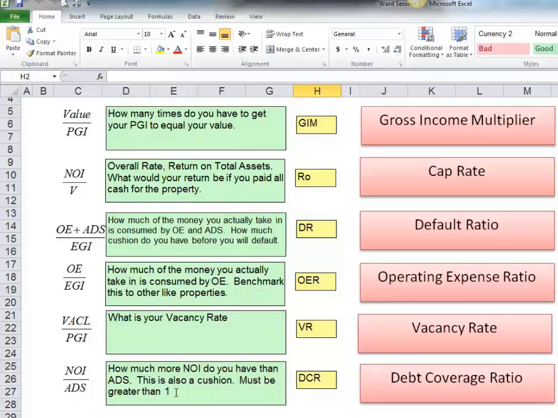I guess there's no law that says it has to be greater than 1, but you'd be hard-pressed to find a lender that's going to give you a loan with a debt coverage ratio of less than 1. If your debt coverage ratio was less than 1, that would mean that your debt service is greater than your NOI. And if your debt service is greater than your NOI, then there's going to be some other pretty tough conditions on that loan you could imagine.